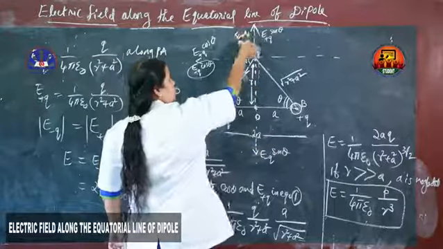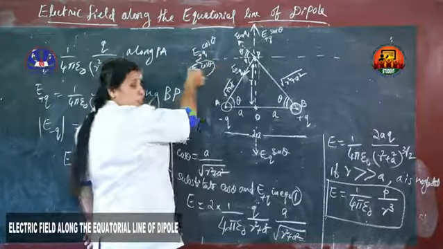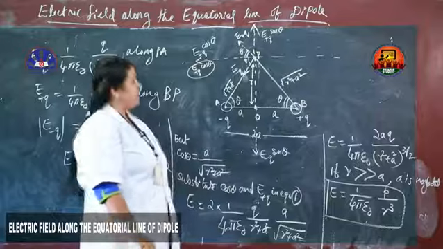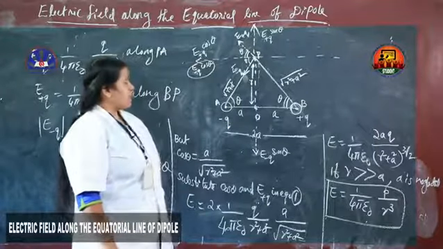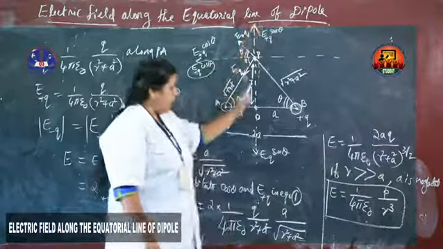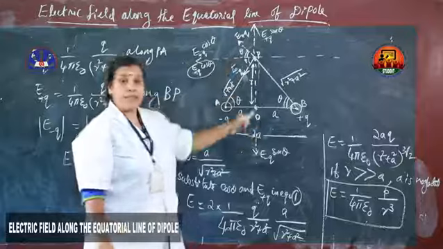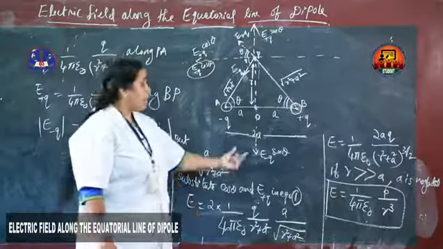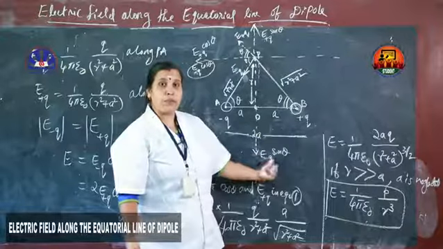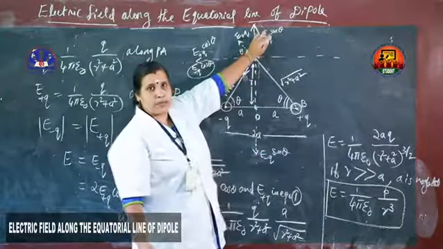Now the components of E plus Q become E plus Q cos theta along the direction of theta and E plus Q sin theta in the upward direction. From the figure we can see there are two components: one is E plus Q sin theta in the upward direction and the other is E minus Q sin theta in the downward direction. Now we can cancel these two components. What is the reason? Because the magnitudes of E minus Q and E plus Q are equal, the sine components will also be equal. So we can cancel E minus Q sin theta and E plus Q sin theta.